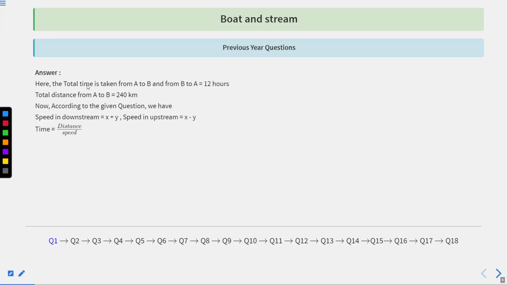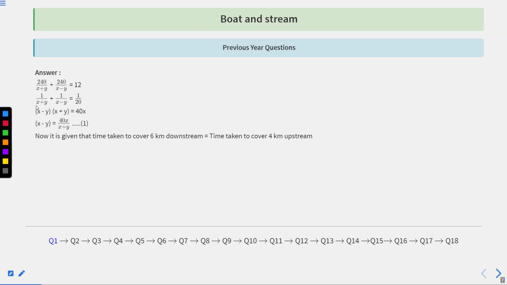Here the total time taken from A to B and from B to A is 12 hours. The total distance from A to B is 240 kilometers. According to the given question, we have speed in downstream equal to x plus y and speed in upstream equal to x minus y, and time equal to distance upon speed. So we will have 240 upon x plus y plus 240 upon x minus y equal to 12.